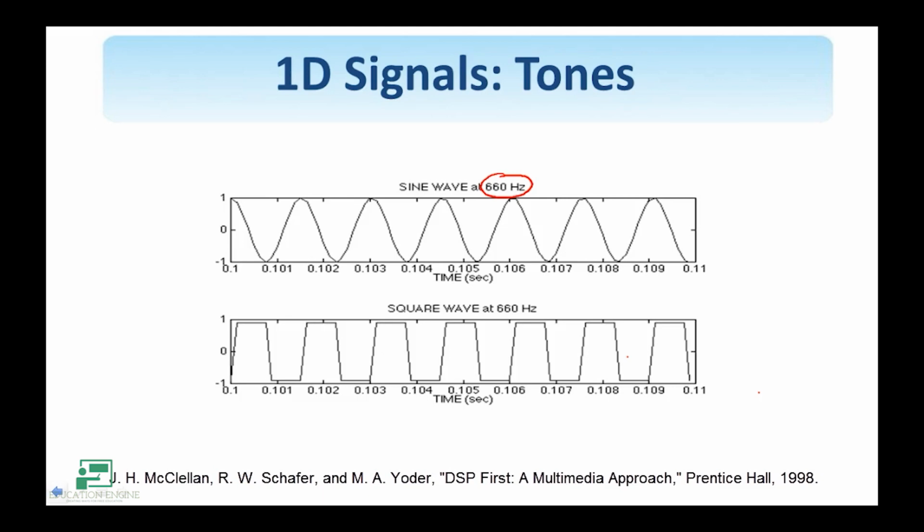At the bottom you see a square wave. It also has the frequency at 660 Hertz. However, it has additional frequencies, the so-called harmonics. Let's listen to that as well. It should be clear that the bottom square wave is richer, in the sense of having additional frequencies, than the pure tone, the sinusoid.